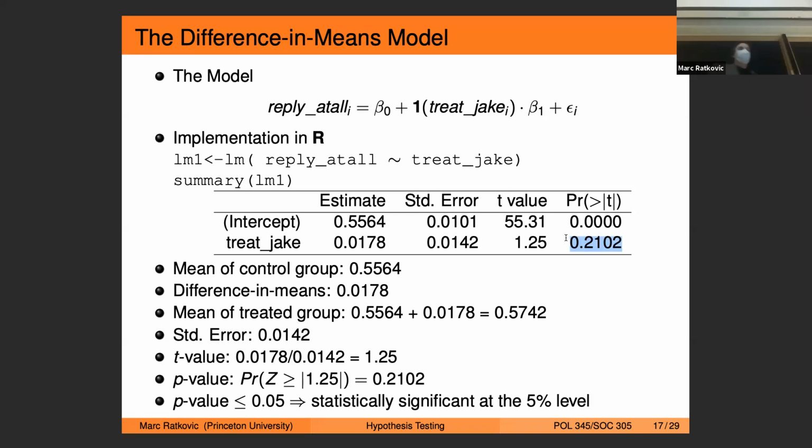So legislators replied to Jake and Deshaun at similar rates; there's no statistical significance between the two of them. One way to think about this is that we can't distinguish this from noise. So if the p-value is less than 0.05, it's statistically significant. In this case, it is not.